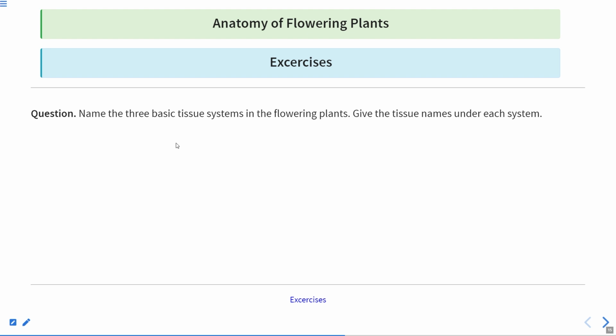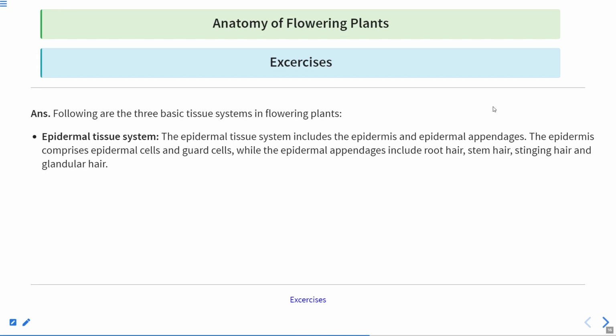Now comes the next question. Name the three basic tissue systems in the flowering plant. So we have seen the three basic systems of tissue, the basic tissue system in the case of flowering plants. Give the tissue name under each system. You have to name the tissue under each system. So what are the three systems? Following are the three basic tissue systems in the flowering plants.